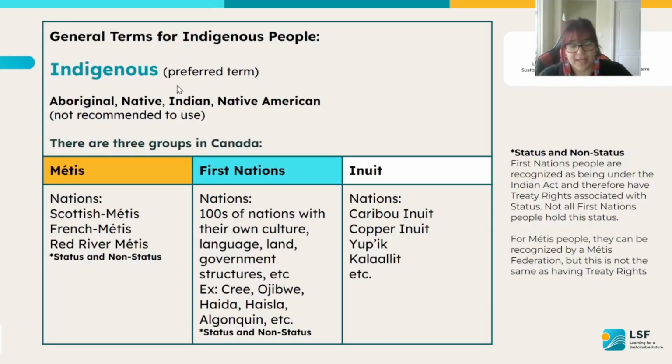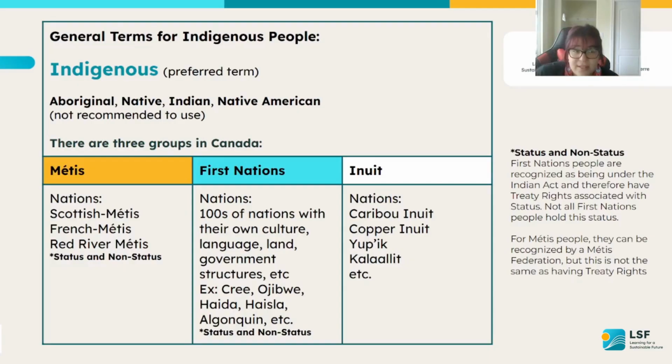So this is a good visual I like to give to my students. I actually draw an umbrella on the board and I talk about how these are umbrella terms and then these are getting more specific. For example, Indigenous would be considered an umbrella term because this is talking about any of the groups. And then we have the words Aboriginal, Native, Indian, Native American, and these words can all be used to talk about all these groups.